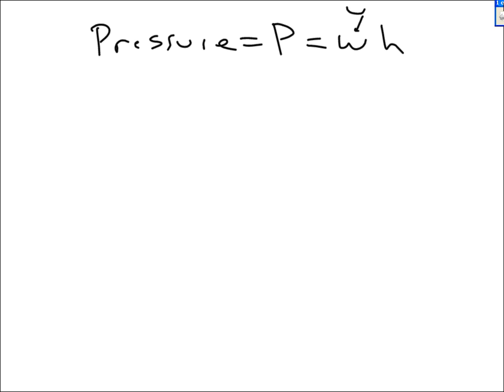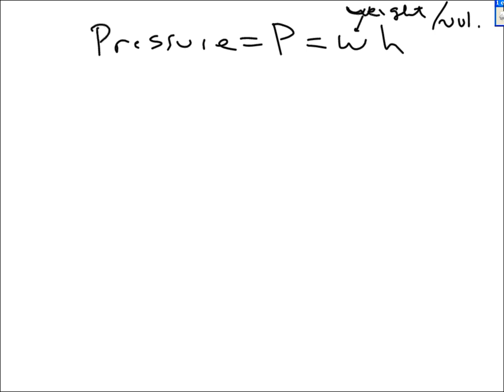Fluid pressure. You submerge something in water, how much pressure is on this object? The pressure on an object at a depth h in a liquid is given by the formula, the pressure, which we'll call P, is equal to W times H, where W is the weight per unit volume. The weight per unit volume.